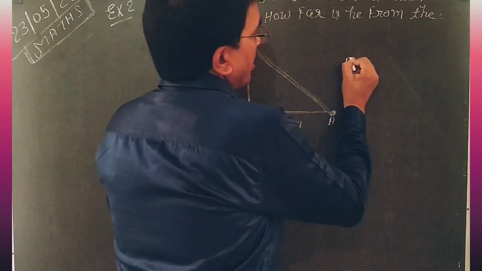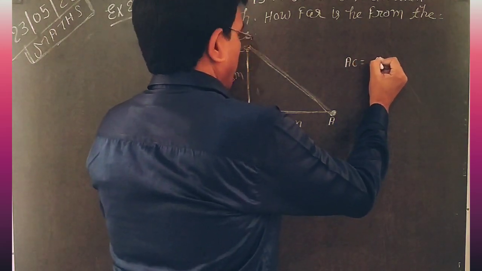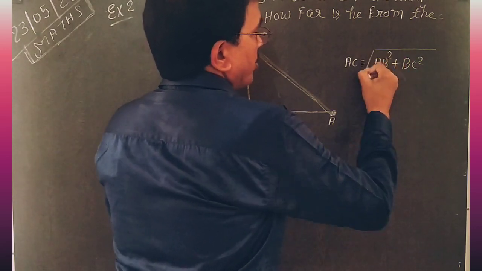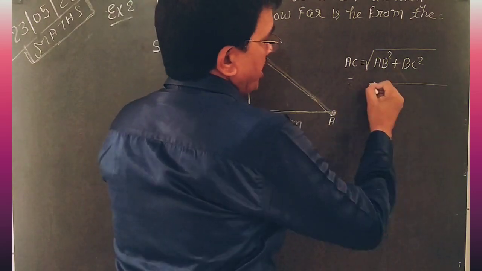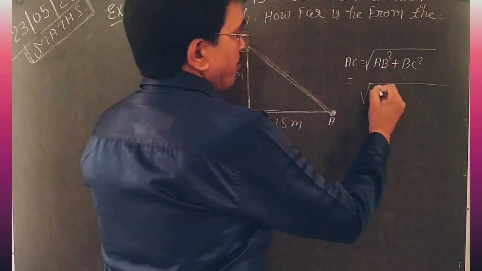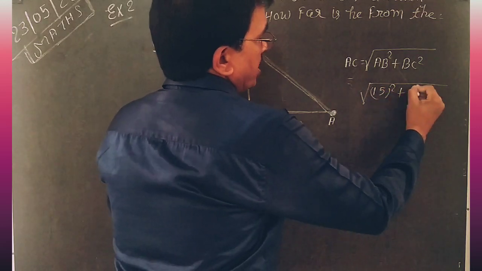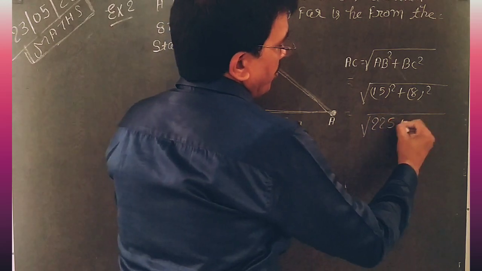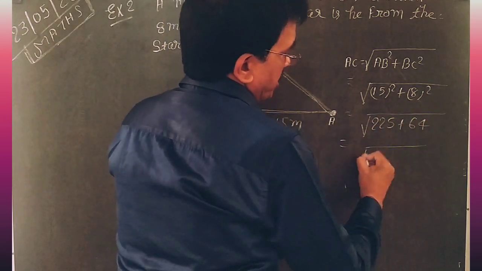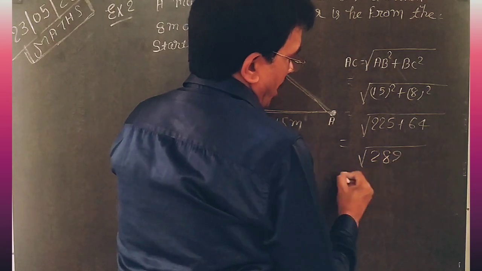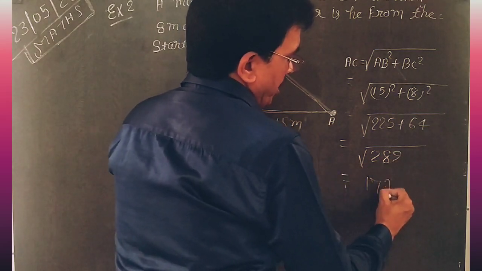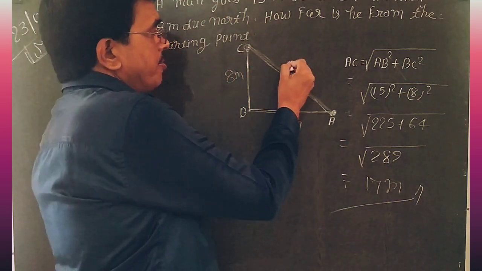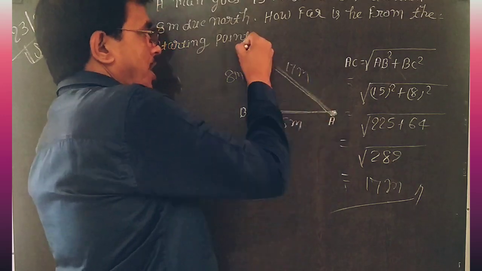So we only find AC is equal to the square root of AB square plus BC square, by Pythagoras theorem. So here AB is 15, 15 square plus 8 square, that is 225 plus 64, that is 289, and it is 17 meter. So you can say that now the man is 17 meter away from the starting point.